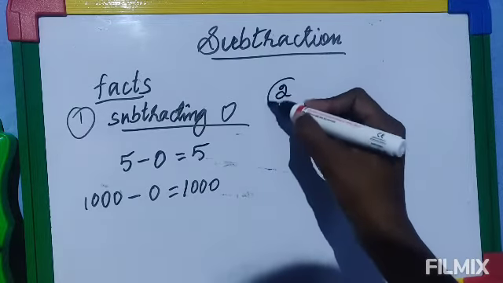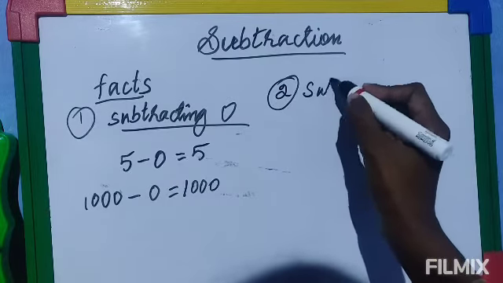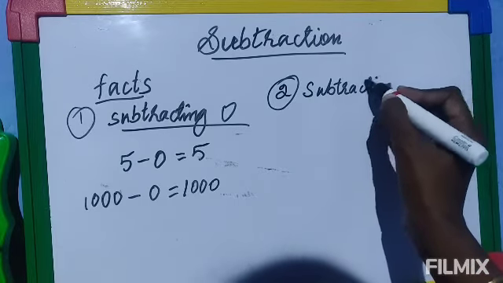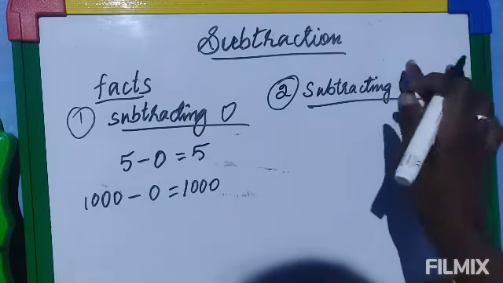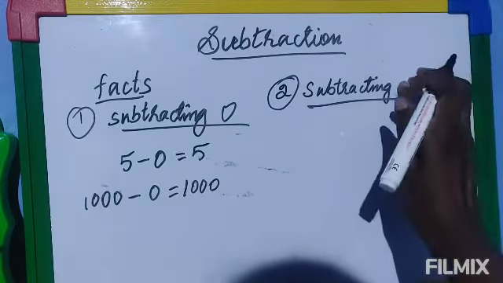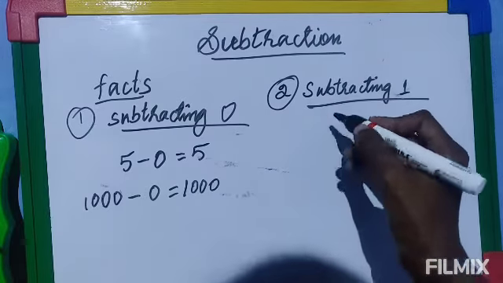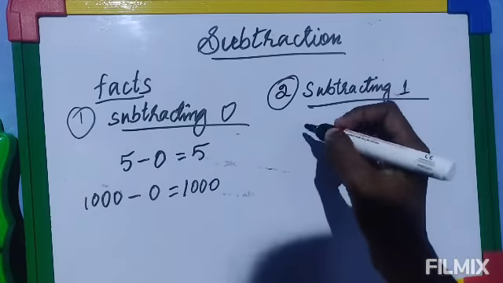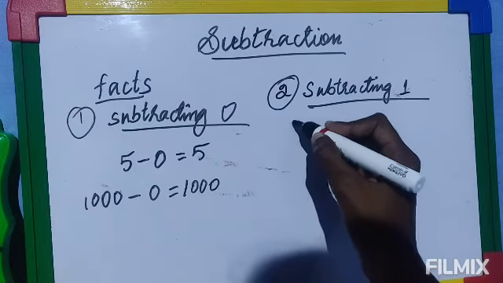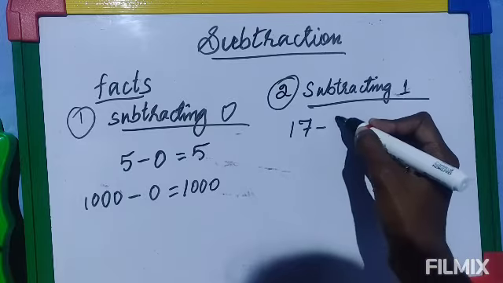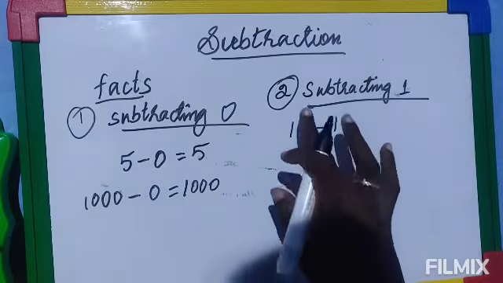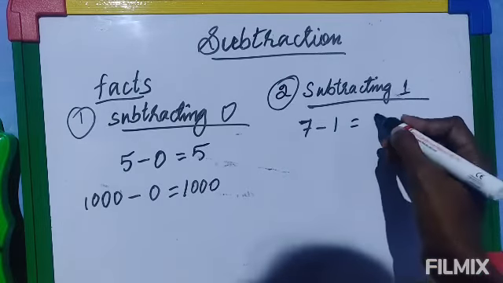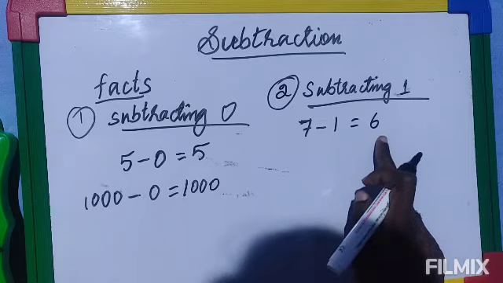Again, the second fact, subtracting 1. I am using a smaller number so that you will get it easier. Suppose the number is 7, and from 7 you are minusing 1. So 7 minus 1, you will get 6.